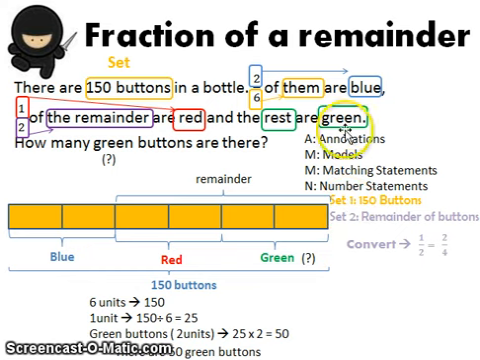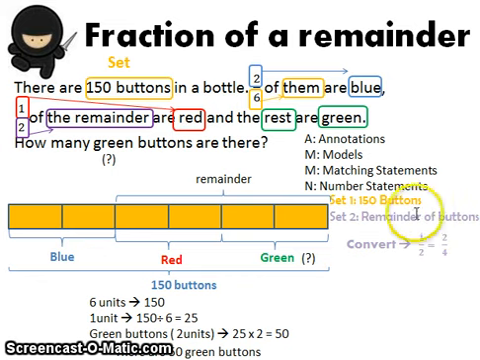Fraction of a remainder. Let's go through the steps quickly again. Number 1, annotations. What's important is after we've annotated and realized the word remainder or remaining is used, it gives us an alarm bell, reminds us that there are 2 different sets that will be mentioned here. The first set is the total set, and the second set is the set involving the remainder of the buttons.